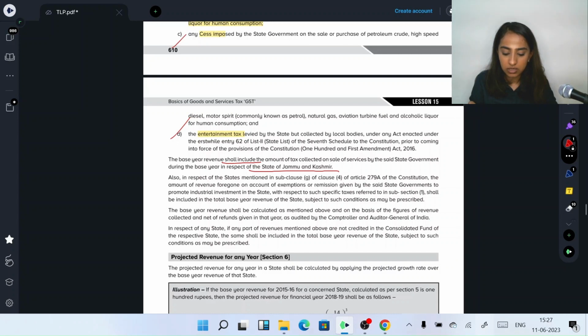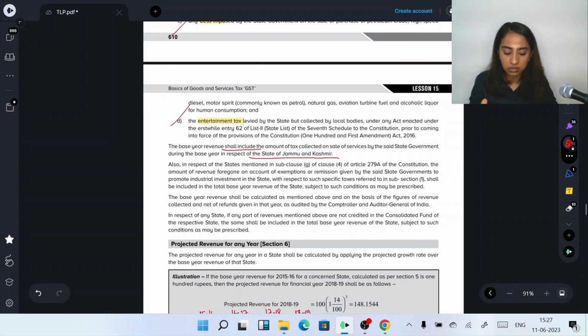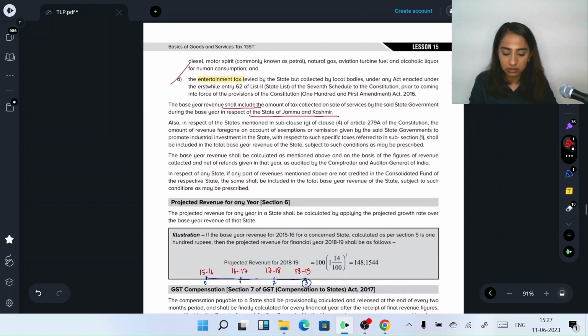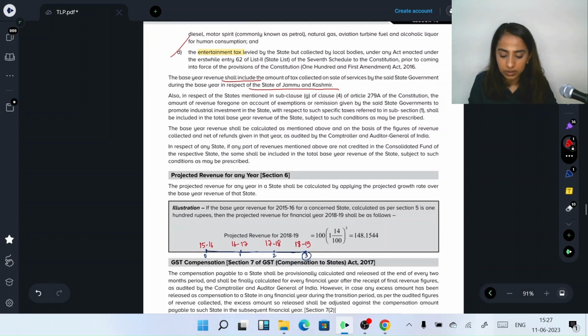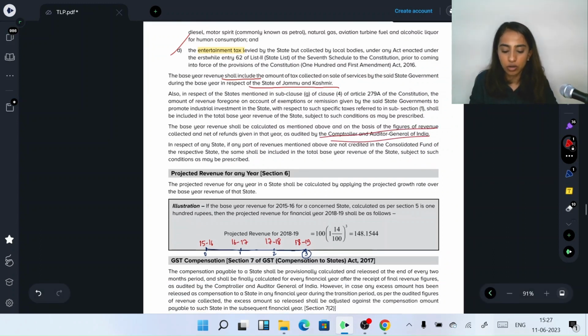The base revenue shall include the amount of tax collected on sale of services by the said state government during the base year in respect of the state of Jammu Kashmir. Okay, nothing very new. Who will actually audit the accounts? C&AG will audit the accounts.